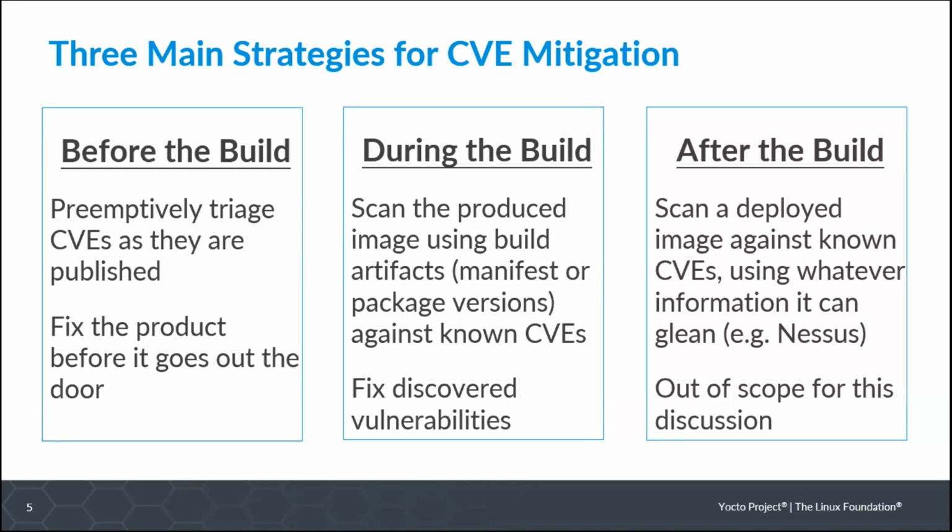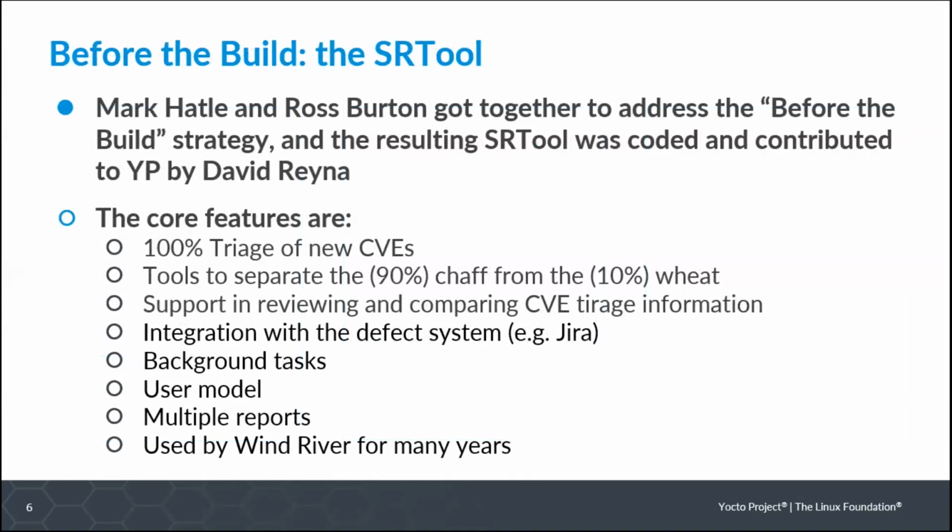The third one is after the build, where you say, well, here are all these deployed images. What are we going to do about them? You scan them as best you can. One popular, expensive tool for that is Nessus. That's out of scope for this discussion, but it's the third rung of trying to mitigate and find CVEs. So let's talk about the situation.